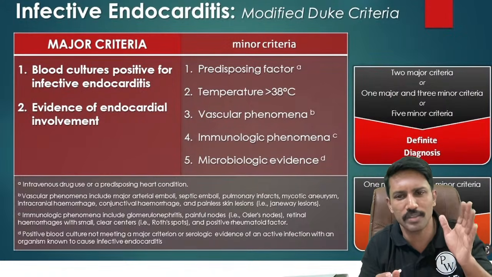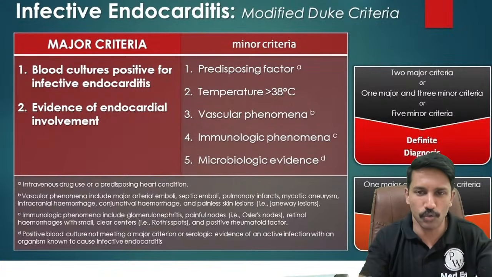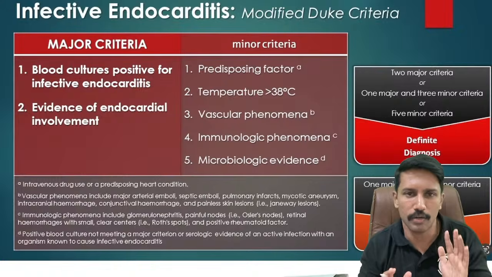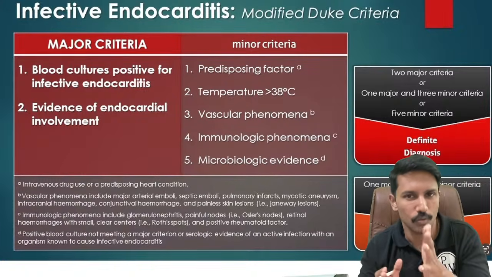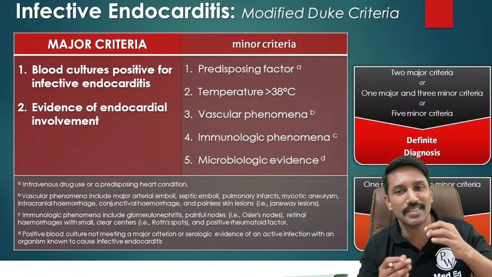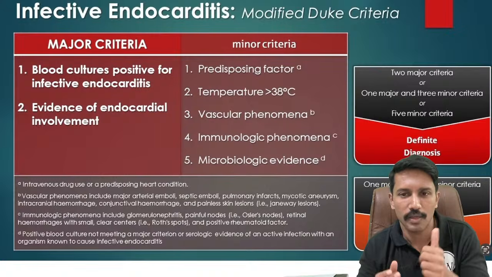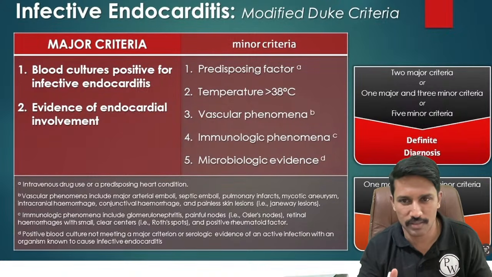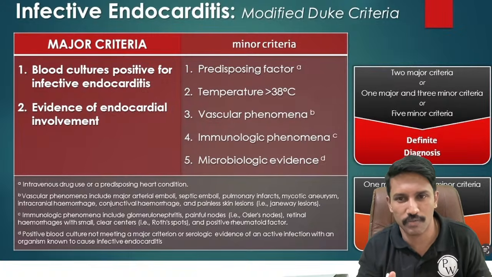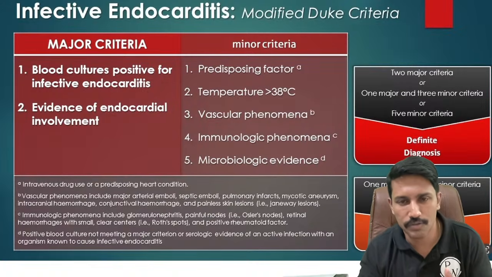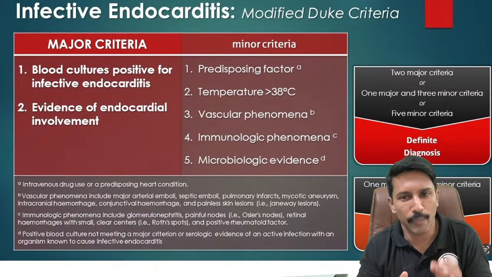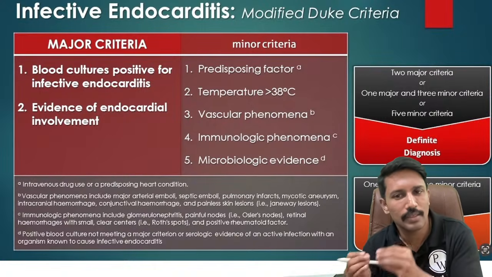You can remember it with a simple mnemonic, B, right? B as you are, B. Blood culture, evidence of endocardial involvement. These are our major criteria. What are our minor criteria? Presence of predisposing factors, presence of fever, presence of vascular phenomenon, which we have discussed, right? Vasculitis or embolization giving rise to the Janeway lesions. Then immunological phenomenon, microbiological evidence of the infection.